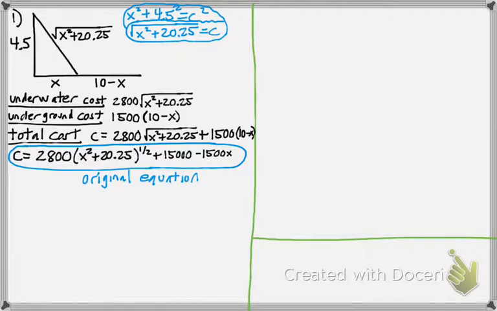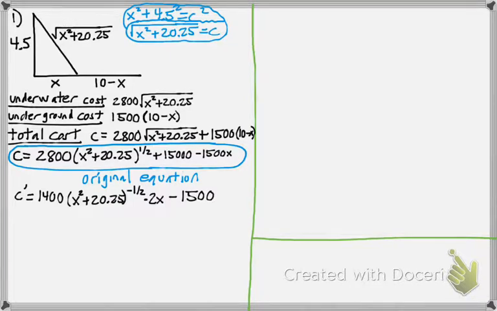So my next step is going to be to take the derivative, because I want to find the critical numbers, because those can help me get the minimum in this case. So C prime is equal to 1400 times x squared plus 20.25, and then using the power rule that changes to negative 1/2, and then I also need to multiply by the derivative of the inside, times 2x. And then this will be minus 1500.